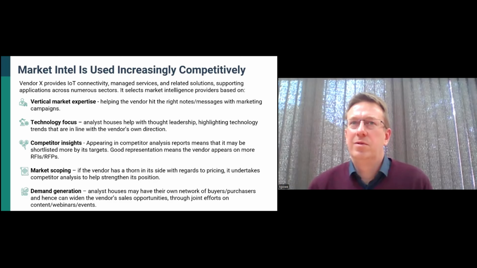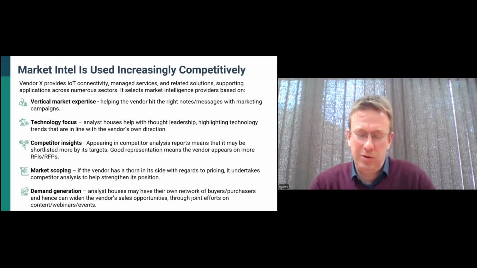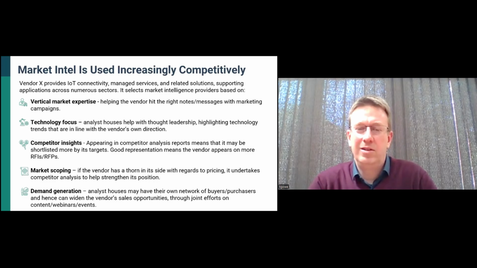technology vendors in terms of their performance and rates them alongside one another. But its appearance in the competitor analysis report is actually really key. It can help them be shortlisted more. What the vendor is ultimately looking for is to get on requests for proposals and requests for information from buyers. So the success of their marketing is whether they can get on more RFPs and RFIs, and good quality competitor intelligence from an analyst house can absolutely help them do that.